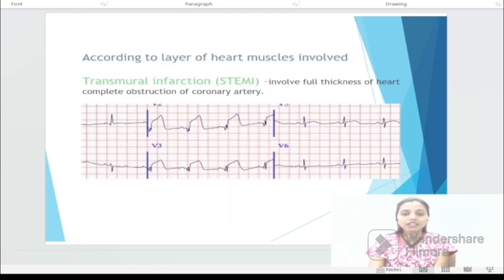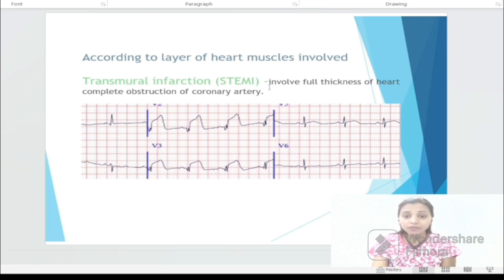The next classification is according to the layer of heart muscles involved: how the layers of heart muscle are involved and how they cause a myocardial infarction and this severe disease. Okay. So the first one is transmural infarction. Transmural infarction is also known as ST segment elevation MI.